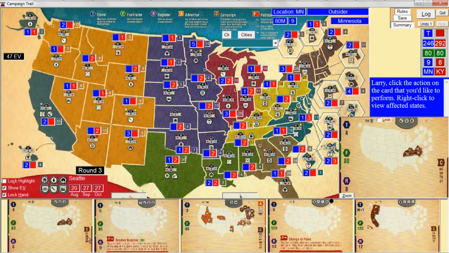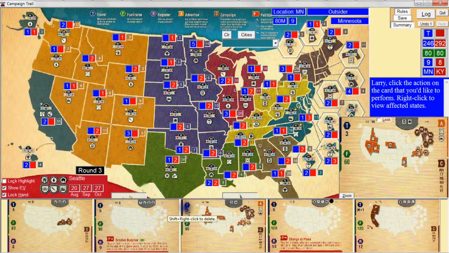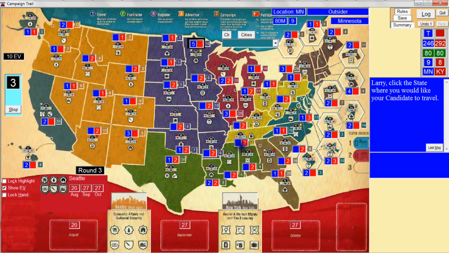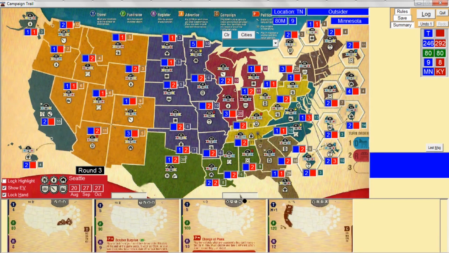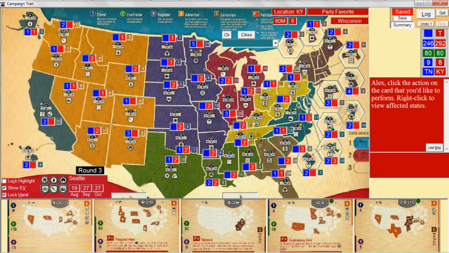I did promise I was going to keep this game speeding up. You know what? I'm just going to use this card to go by bus to Tennessee. So I decided I'm going to steer clear of Kentucky because that's where Alex is, and I'm going to campaign in nearby Tennessee, which used all 3 of those travel actions. So I'm now in Tennessee, all set up for my campaign action on my next turn.